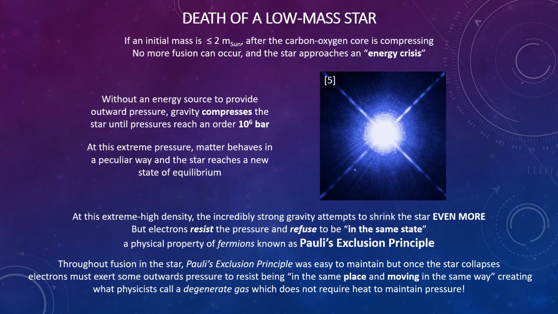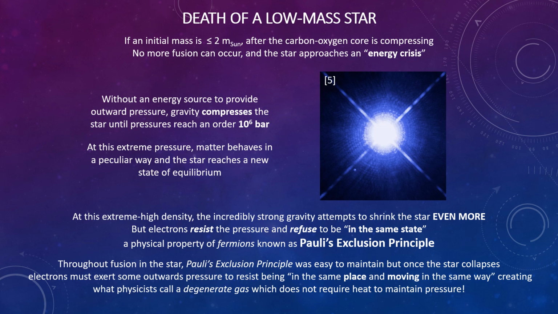So now let's talk about what happens when low mass stars have completely run out of nuclear fuel and are going to die, so to speak. So if the initial mass is less than or equal to 2 times the mass of our sun, that is the threshold which we say for low mass. Medium mass stars are about 2 to 5 times the solar mass, and then massive stars are anything greater than 5 times the solar mass.